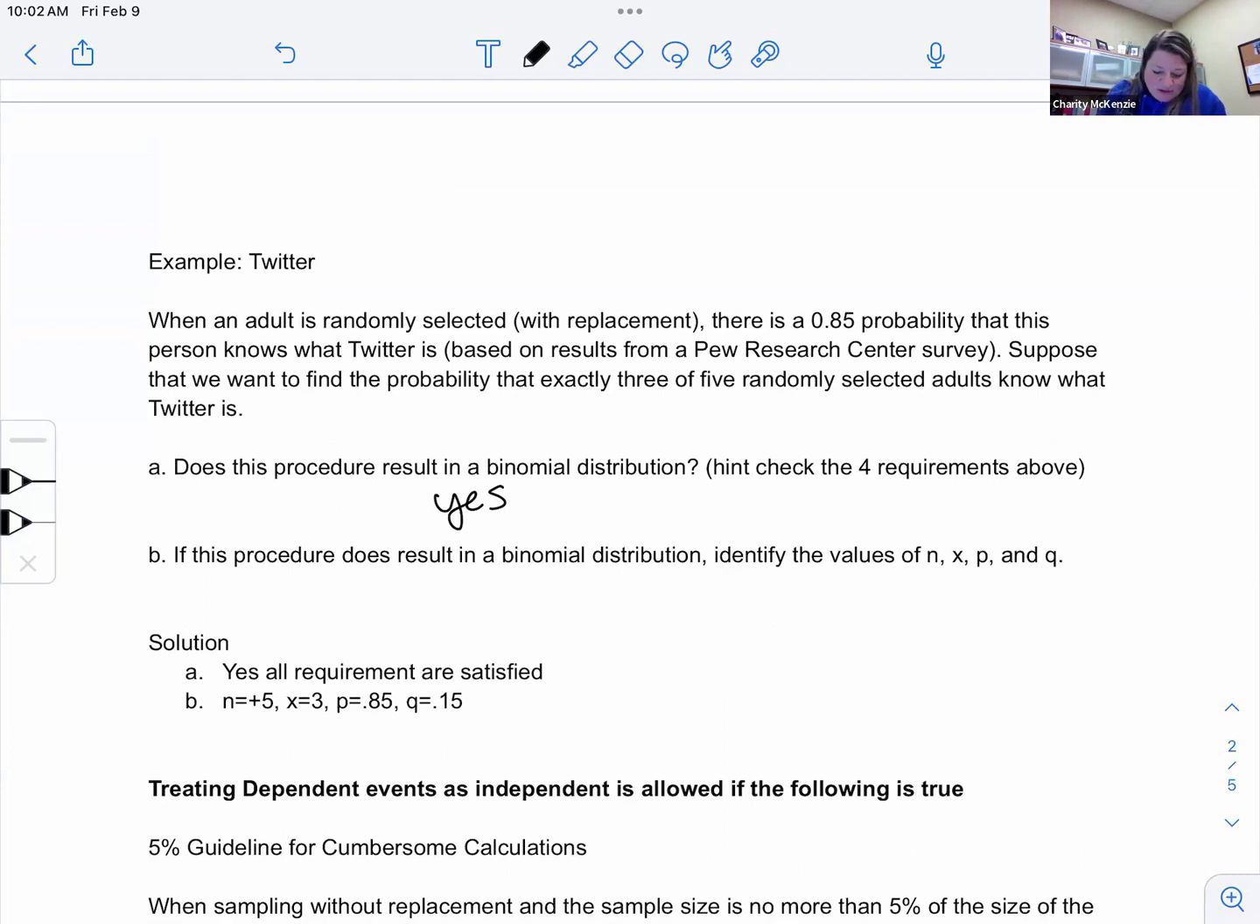If the procedure does result in a binomial distribution, identify each of the following. I put the solution here mostly because some people are taking this class online, and it's nice to have the solution to at least one of the problems. Our number of trials is 5.